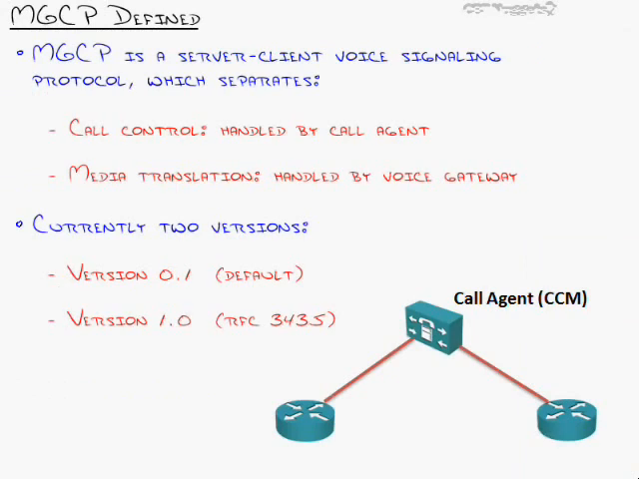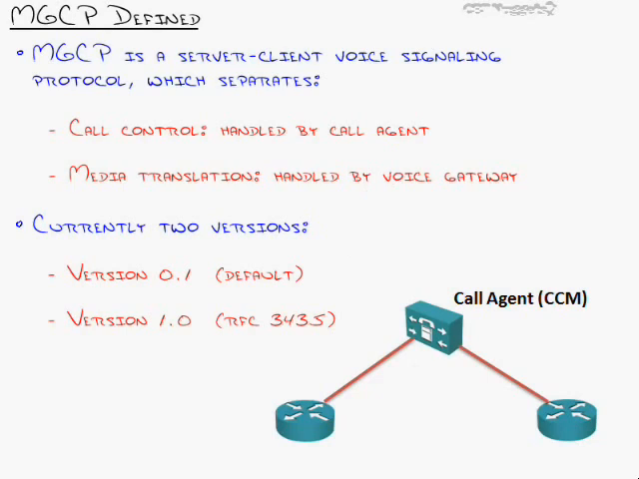The Media Gateway Control Protocol, or MGCP, is a voice signaling protocol whose purpose is to set up calls. Its goal is to make voice communication happen. It doesn't actually send the audio. That's the goal of Real-Time Transport Protocol, or RTP. MGCP sets it all up and gets it going.